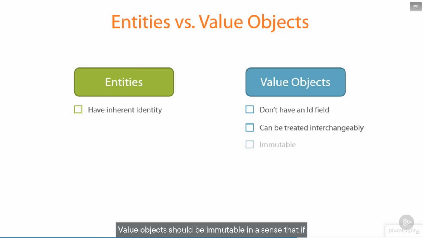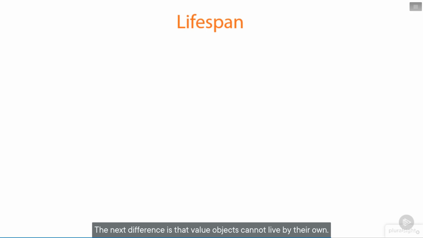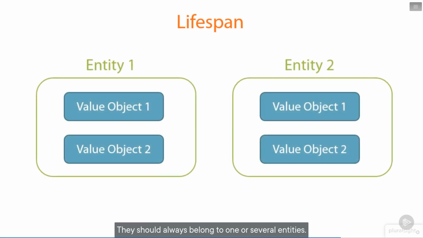Value objects should be immutable in the sense that if we need to change such an object, we construct a new instance based on the existing object rather than changing it. On the contrary, entities are almost always mutable. The next difference is that value objects cannot live by their own. They should always belong to one or several entities. In our application, money doesn't make sense without a snack machine. If it does, the money class would be an entity itself.